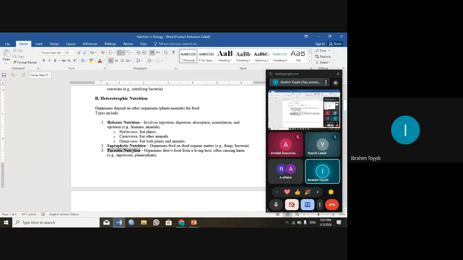Then we come to parasitic nutrition. You know the meaning of parasite. I've told you, a parasite is an organism that lives in or on another organism, which is called the host. Most times parasites will be smaller than their host. Like the roundworm we have in our stomach, we are bigger than the roundworm, but the roundworm is feeding on the digested food in our small intestine.